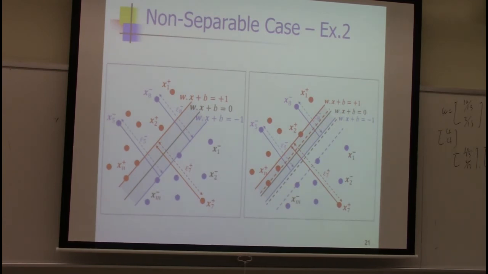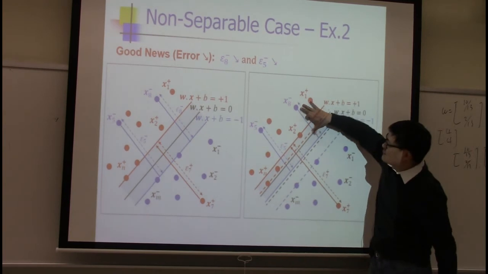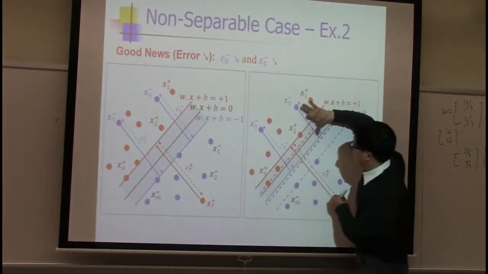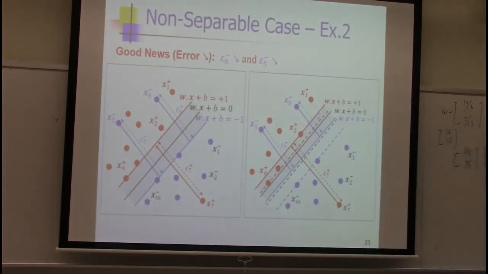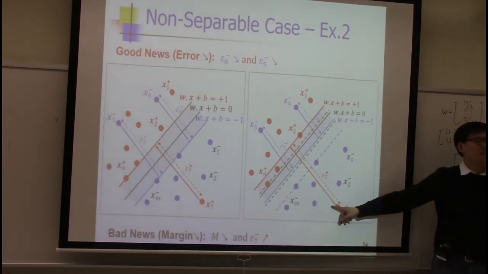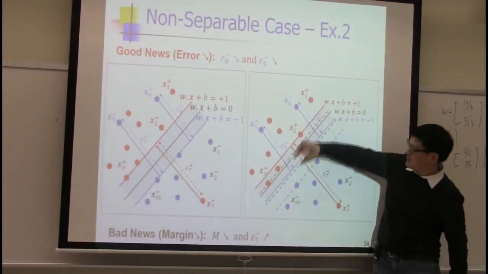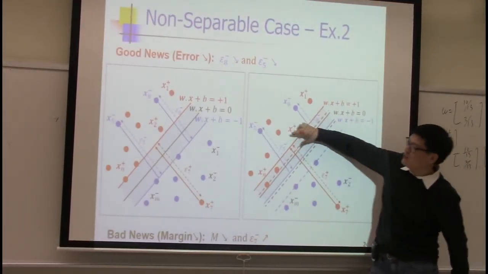So the good news is if we do it this way, epsilon 8 minus and epsilon 5 minus reduce, right? This is epsilon 8 minus, epsilon 5 minus. They reduce. And unfortunately, the bad news is the error for this point increases. And at the same time, the margin also decreased, right? You see here? The margin was this size, previously it was this size.